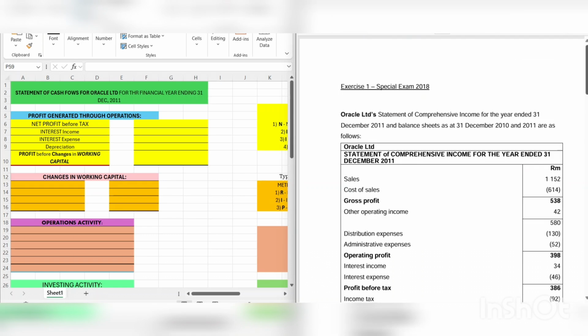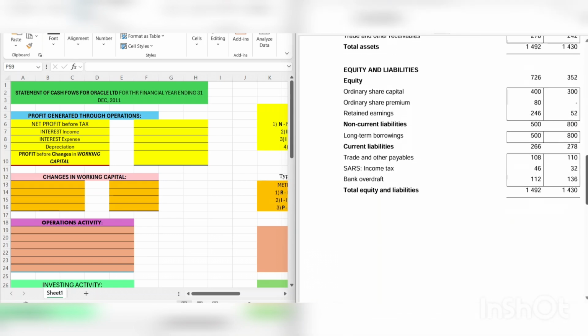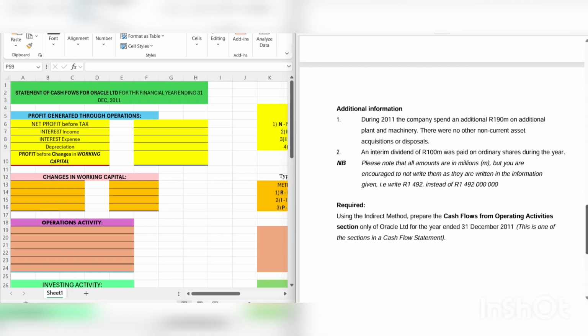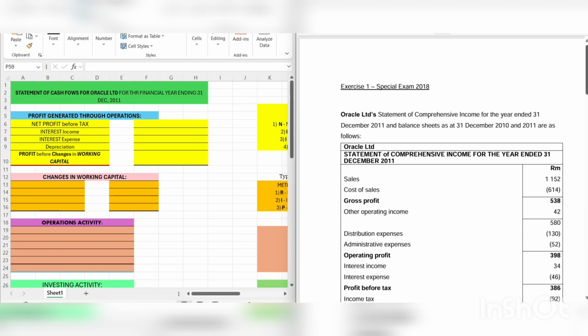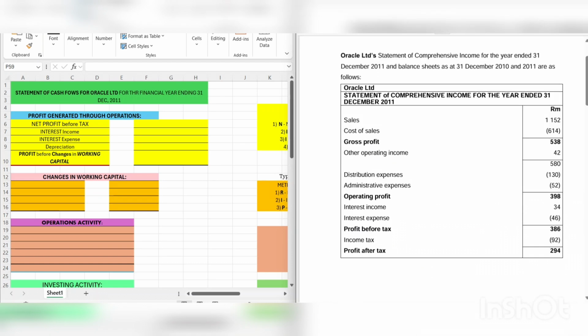All right, the method that we will be using is the NID method. N for net profit before tax, I for interest income, I for interest expense, and D for depreciation. It's pretty simple. All I did was just broke it down into abbreviations, so it's easy for you to remember. Okay, so the first step is always to read thoroughly through the income statement to check all of the information.